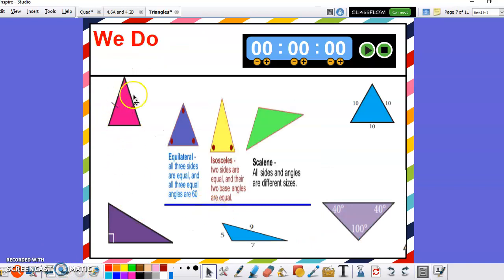And all the triangles are equal to 180 degrees. So here we have some different examples of what we see. We're just going to name these here.